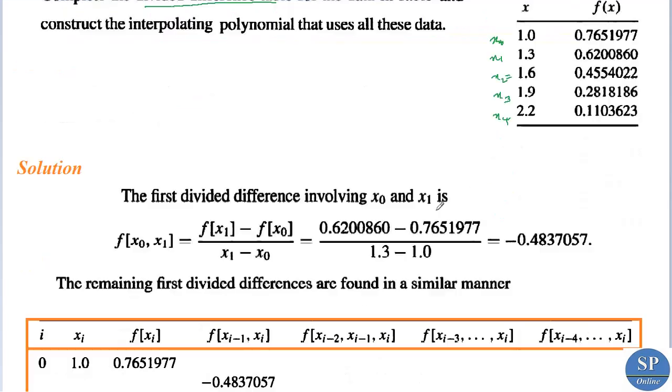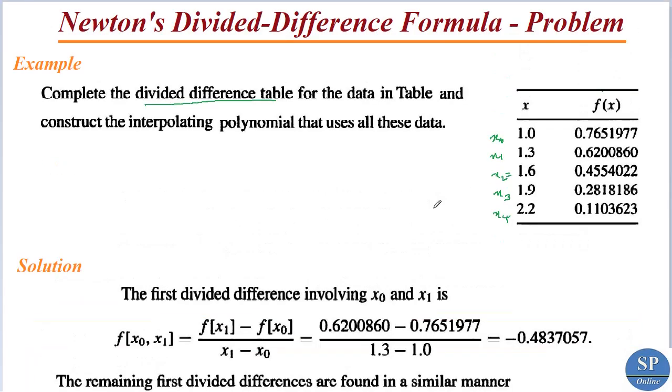So here this is the function value at the point x0, that is f of 1. So we know this is the zeroth divided difference at the point x0, that is f of x0, this is f of x1, this is f of x2, f of x3, f of x4. Okay, now using those zeroth divided differences we can find the first divided differences.